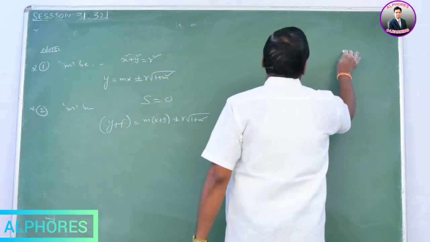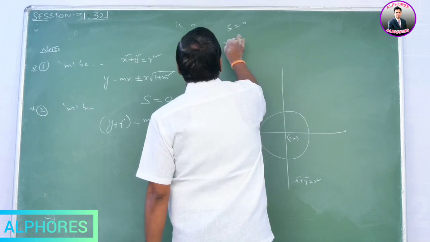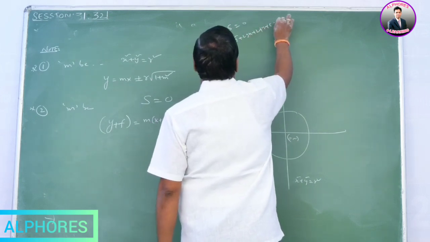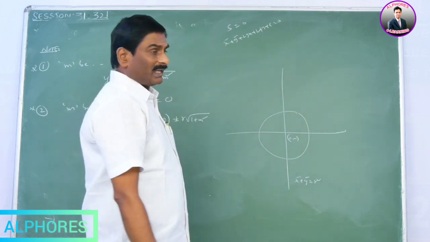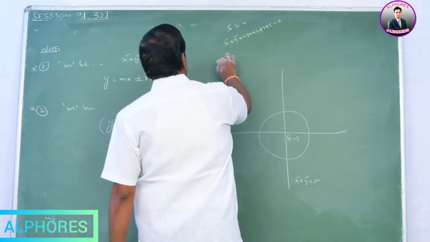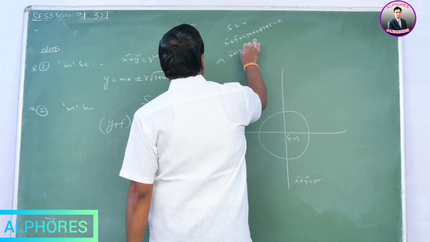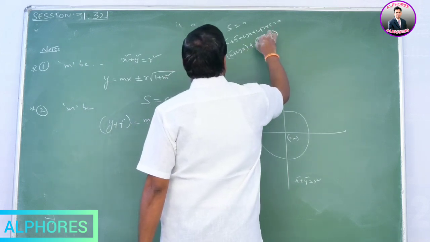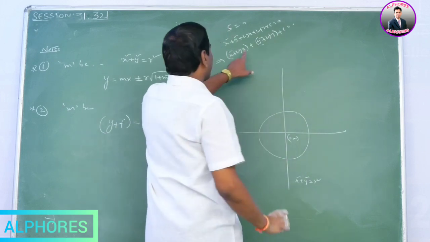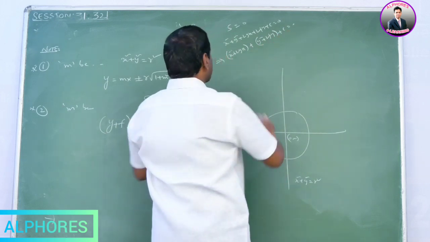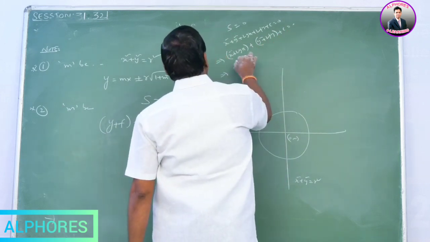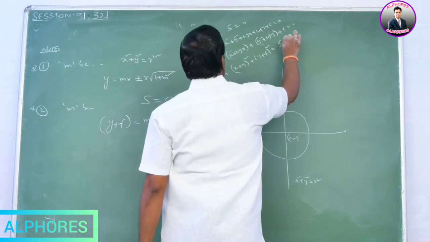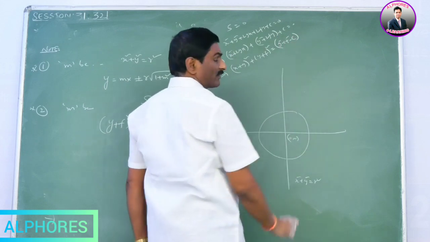In the second equation, S is equal to 0. That means x square plus y square plus 2gx plus 2fy plus c is equal to 0. If it can be reduced into a perfect square, that means x square plus 2gx plus y square plus 2fy plus c is equal to 0. By adding g square plus f square on both sides, we get x plus g whole square plus y plus f whole square is equal to g square plus f square minus c. It is nothing but r square.